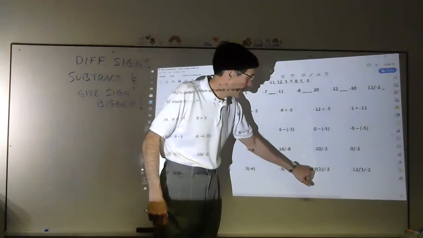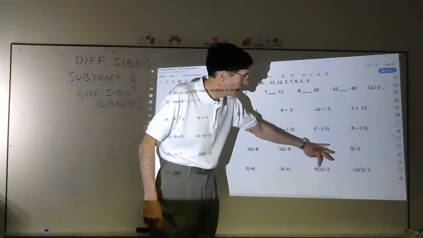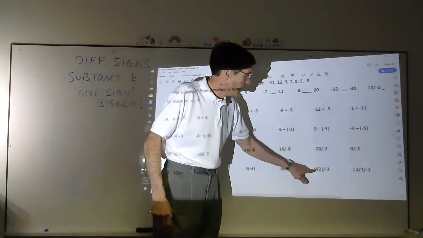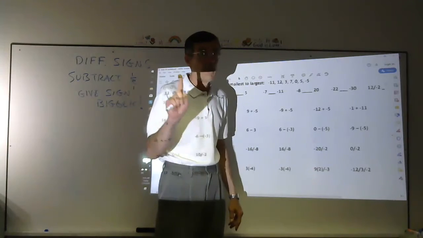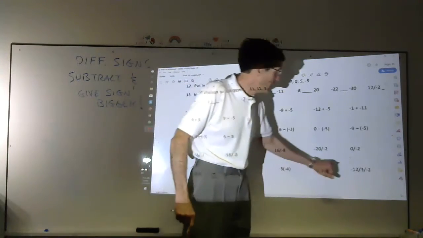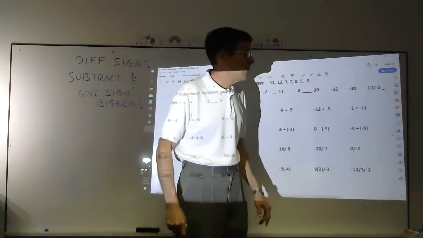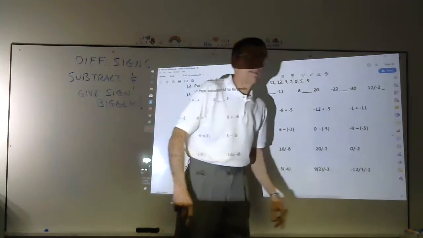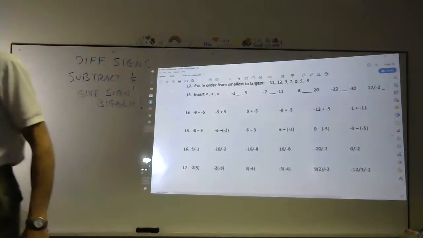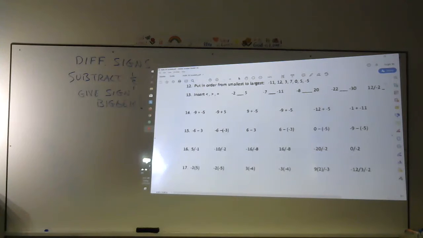Whoa, a lot of multiplication and then a division. You do them as you see them. So 9 times 2 is 18, divided by 3 is 6. One negative, negative 6. 12 divided by 3 is 4. 4 divided by 2 is 2. Two negatives stays a positive 2.